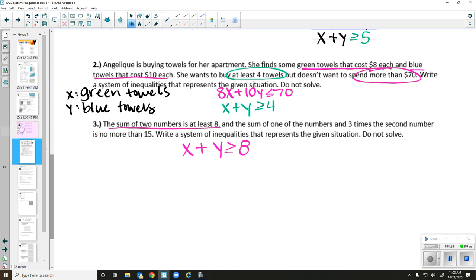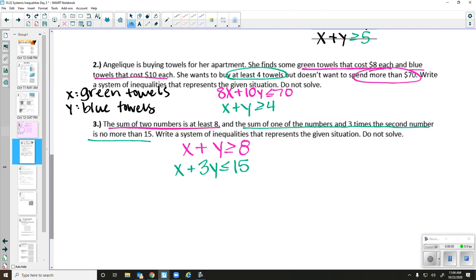Second inequality, the sum of one of the numbers and 3 times the second number is no more than 15. Breaking it down, the sum of one number and 3 times the second, how do you write that? Sum of one number plus 3 times the second number, less than or equal to 15. Good. No more than 15. Yes.